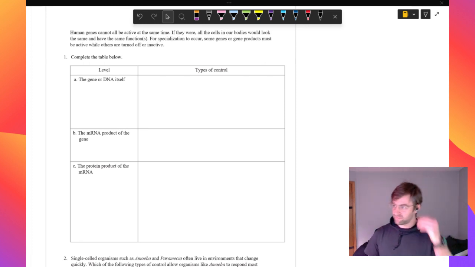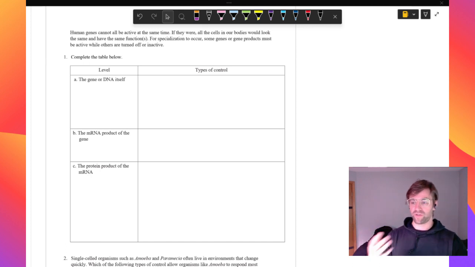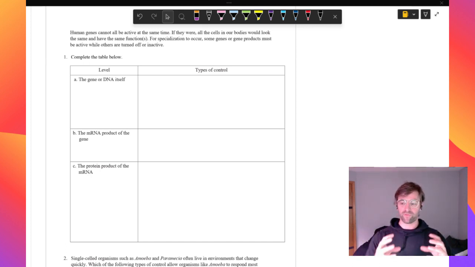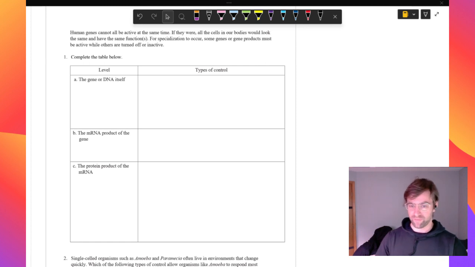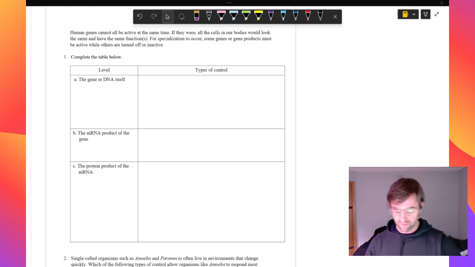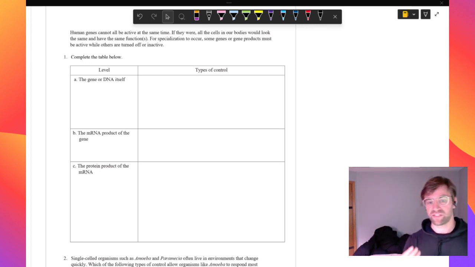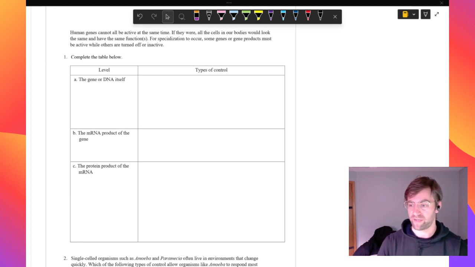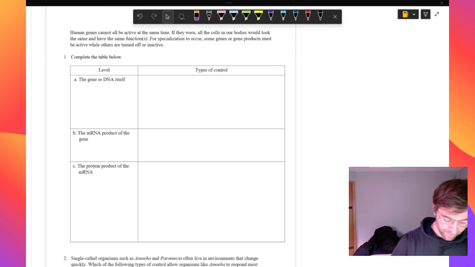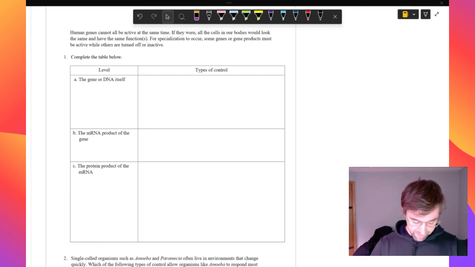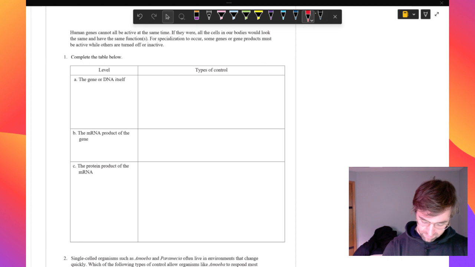And this is kind of a good point to step back and remind ourselves that every cell contains all of the genetic information required to create the entire organism. And these regulatory mechanisms are what determine the identity of an individual cell, right? So this complexity arises specifically because we have these regulatory mechanisms. All right, complete the table below. We have the gene or DNA level itself and the types of control. Let's stick with red.